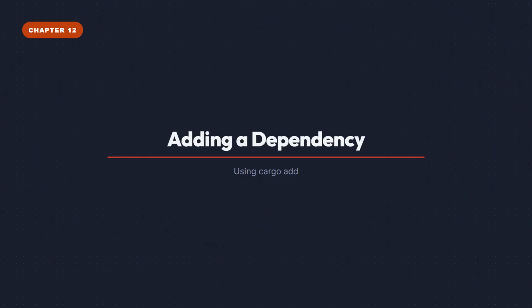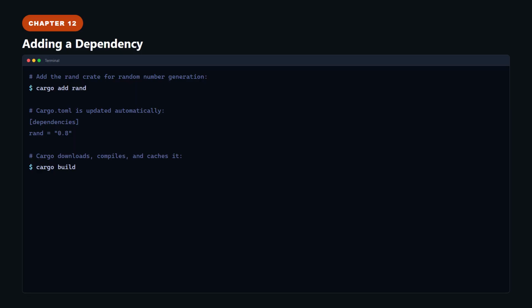Chapter 12. Adding a dependency. cargo add appends the dependency to Cargo.toml and downloads it from crates.io on the next build. No manual build system configuration, no Git submodules, just one command.